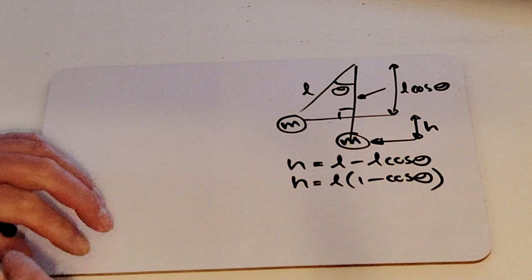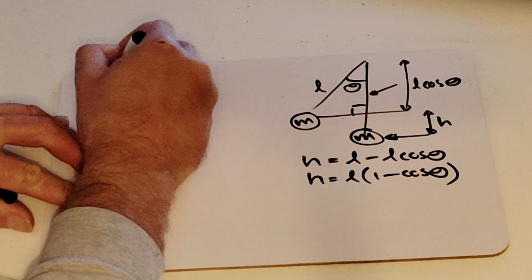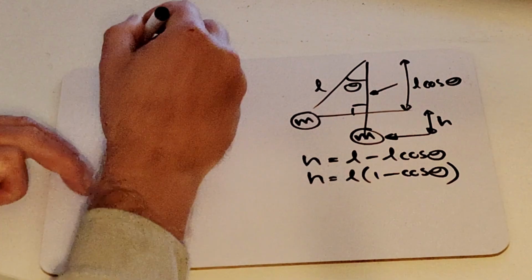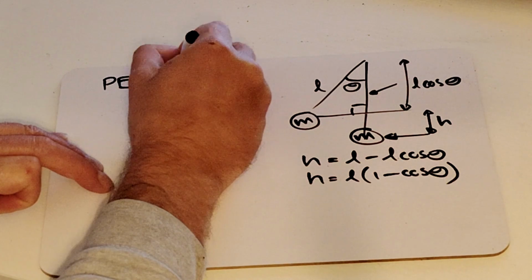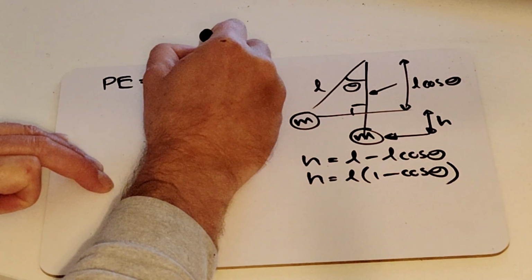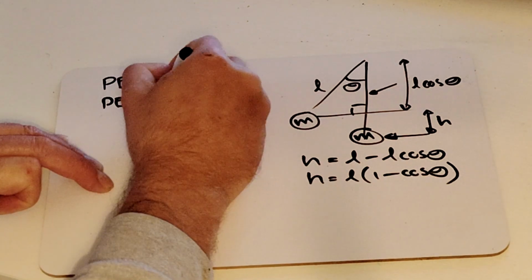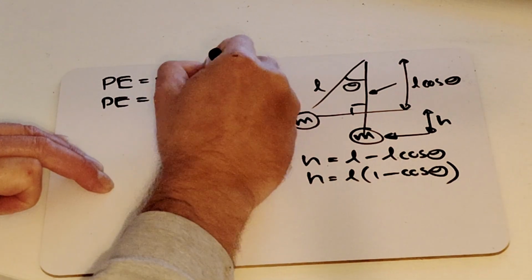Now that's actually helpful because that allows us to start using energies. So we can work out the potential energy gained by the punch bag by using the relationship potential energy PE equals mgh, which we can rewrite as mgL(1 minus cos theta).